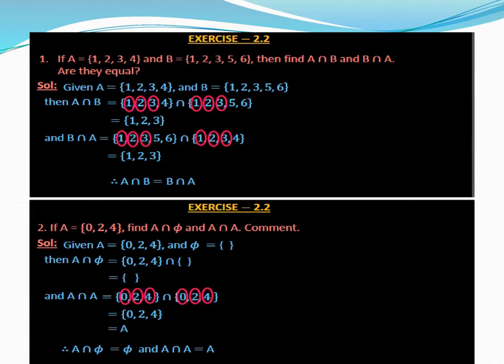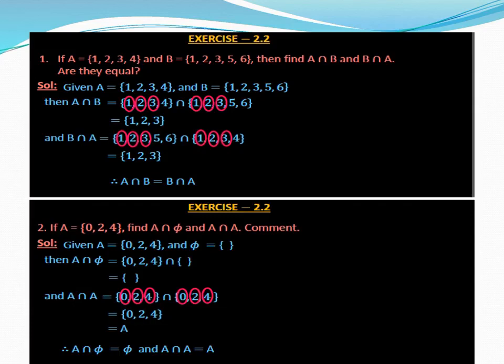Now we can find B intersection A. First we write set B: 1, 2, 3, 5, 6, intersection the set A: 1, 2, 3, 4. Which elements are common in these two sets? 1, 2, 3. Then we write the set of elements 1, 2, 3. Therefore, are both equal or not? Yes, equal. Therefore, A intersection B equals B intersection A. Now we will solve the second problem.